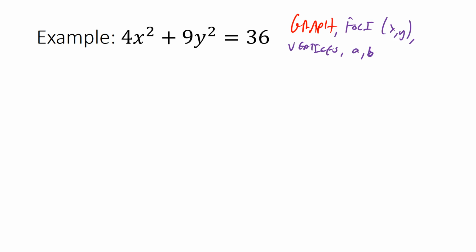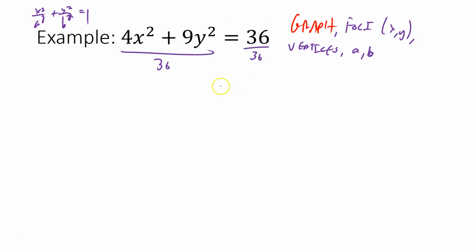So first thing I'm going to do, this does not look like our standard form, right? Standard form is x squared over a squared plus y squared over b squared is equal to 1. Right now it doesn't look like that. So what I need to do is get a 1 on the right side. How can we do that? Well, we could subtract 36, but then on the left side I'm going to have a mess. I'm going to have x squared, y squared, and a subtracted 36. But what we could do is divide both sides by 36.